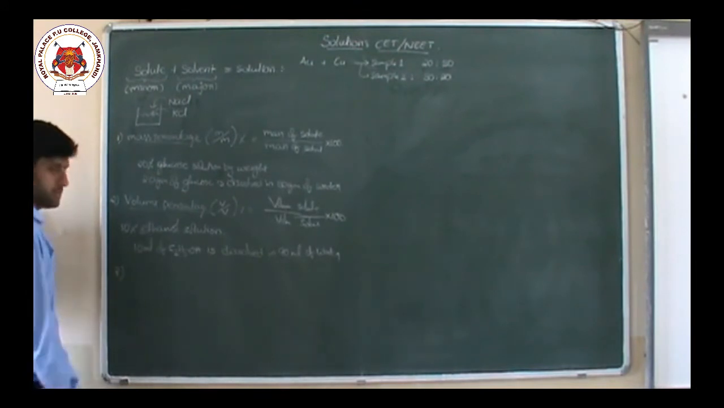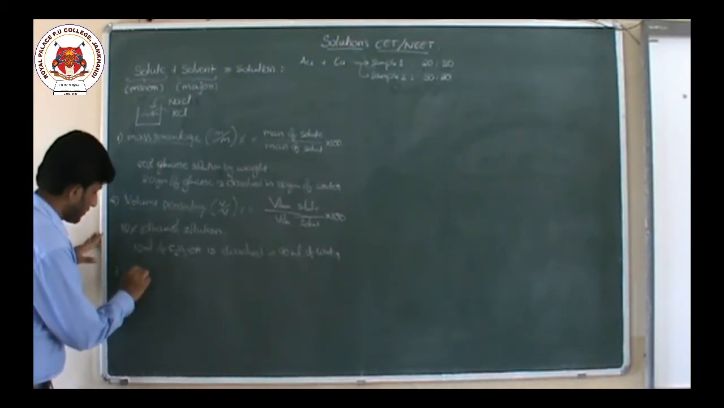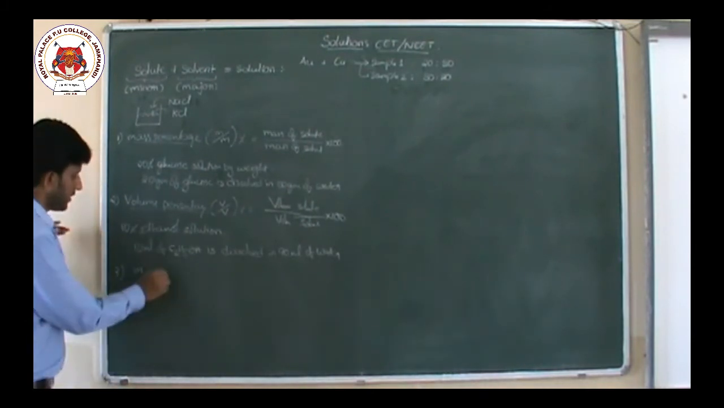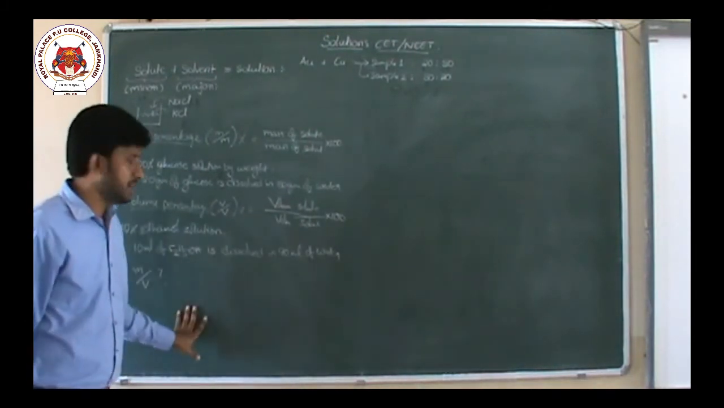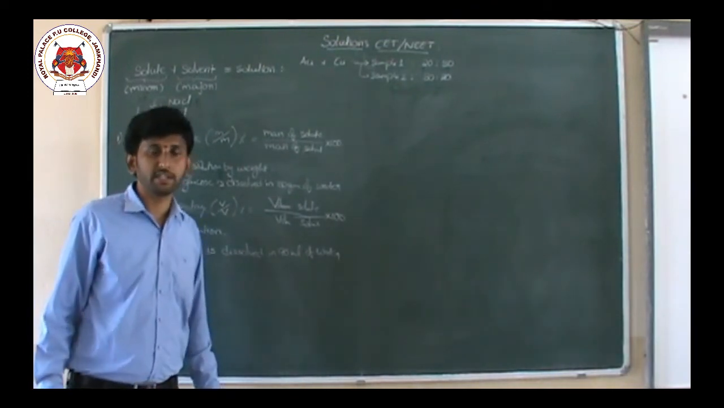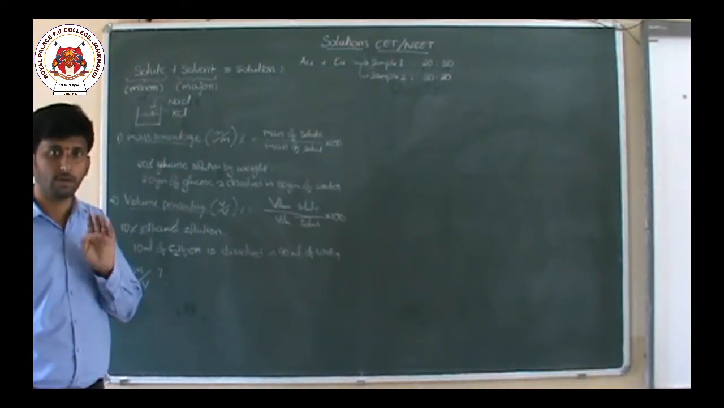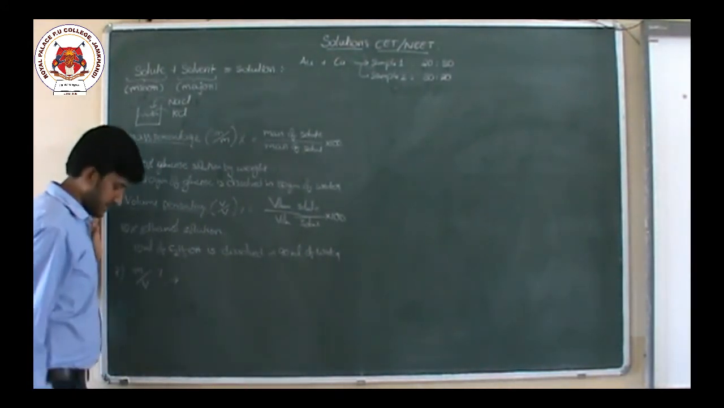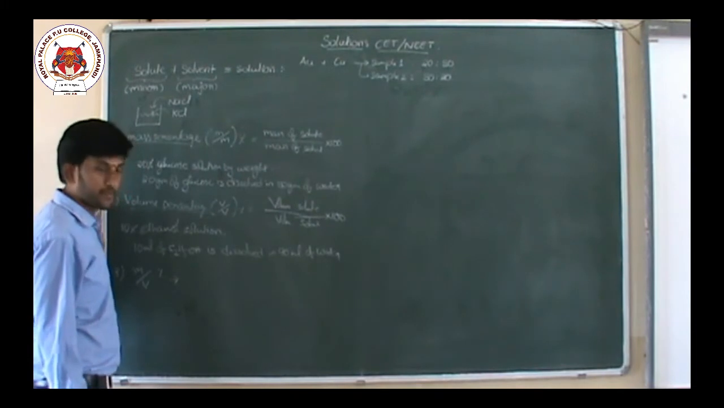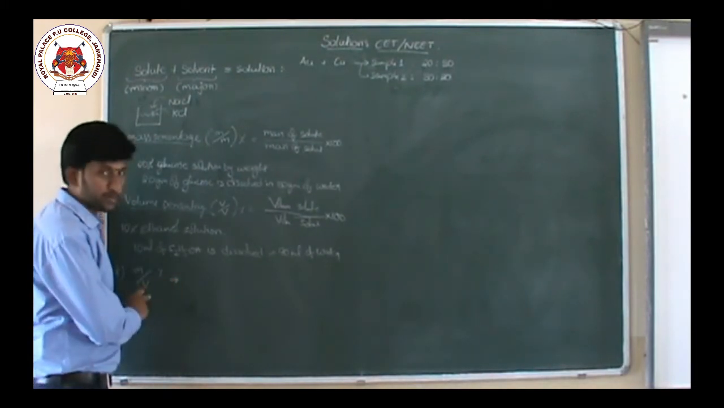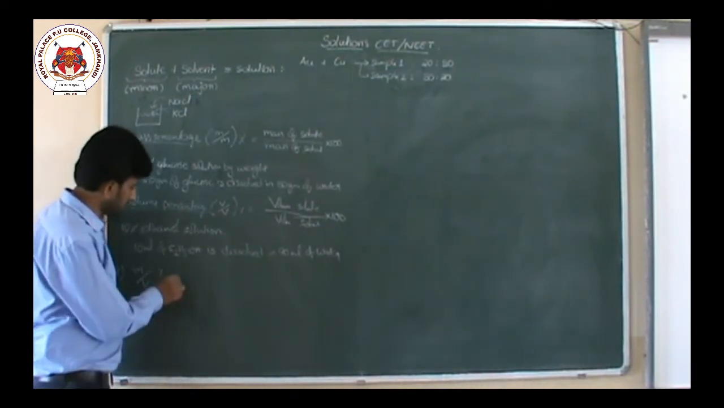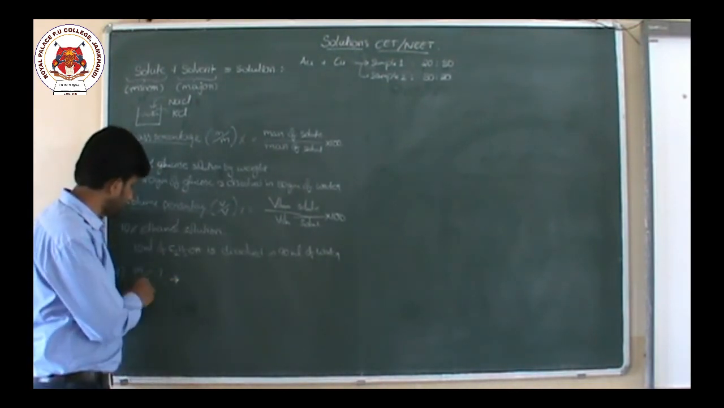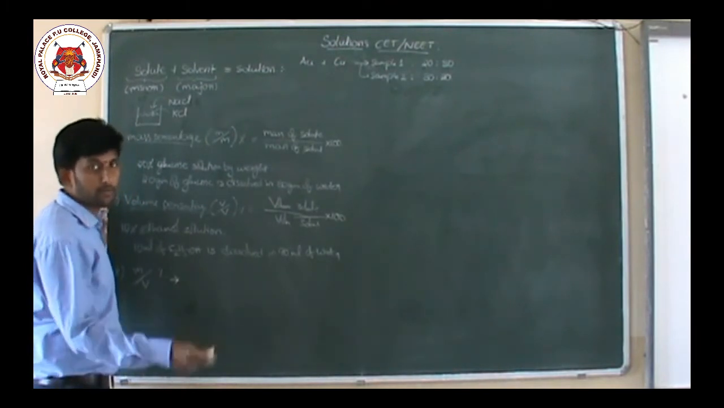Another quantity we have is mass by volume percent. What does mass by volume percent mean? It is the weight of the solute present in 100 ml of the solvent. It is generally used for pharmaceutical purposes. They will use M by V percentage: mass of the compound dissolved in 100 ml of the component.